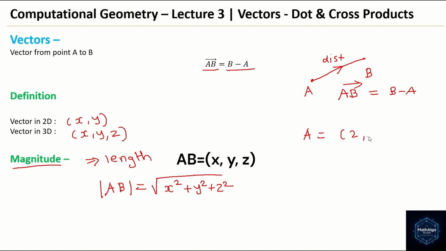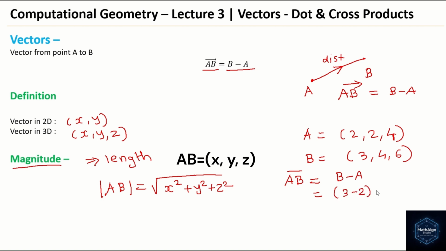Let's take a simple example. Point A is (2, 2, 4) and point B is (3, 4, 6). Then the vector from A to B is equal to B minus A. Finally, vector AB is (1, 2, 2).